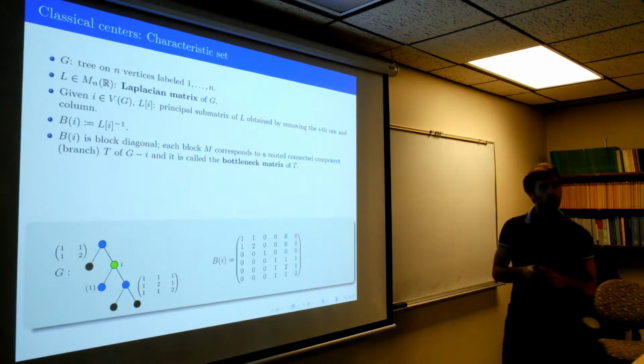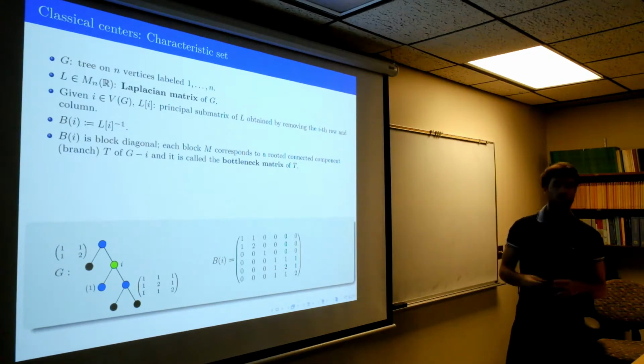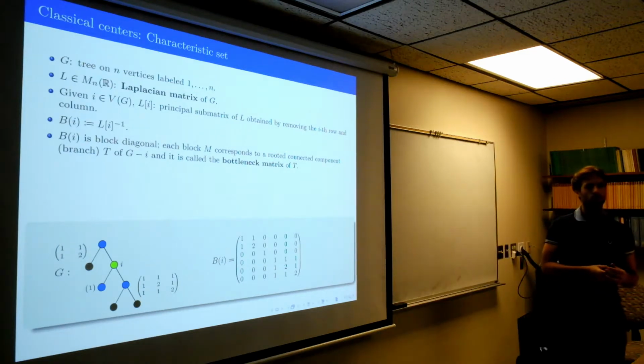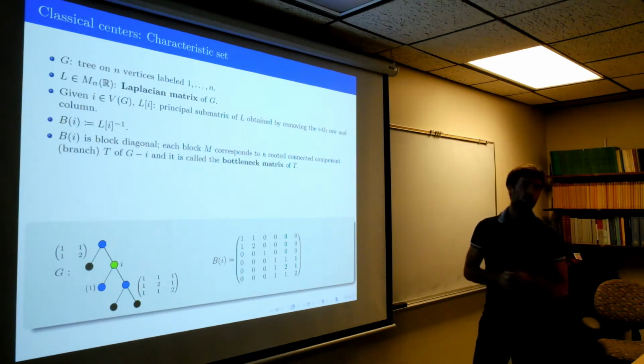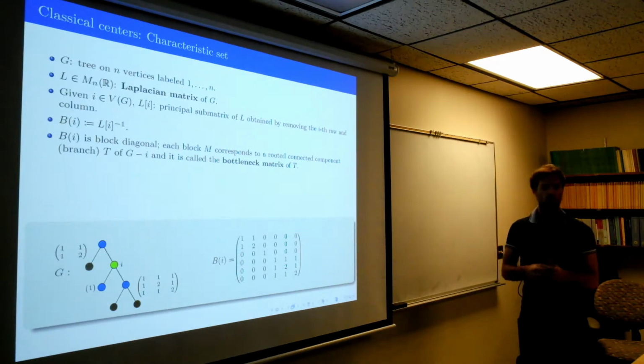Question? So are you saying that it's block diagonal for all graphs or just trees? This is defined for trees. You can actually define it also for graphs, but then you will have to care about blocks in the graph.